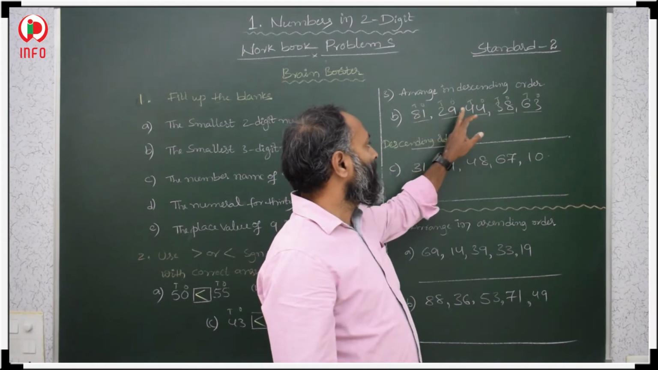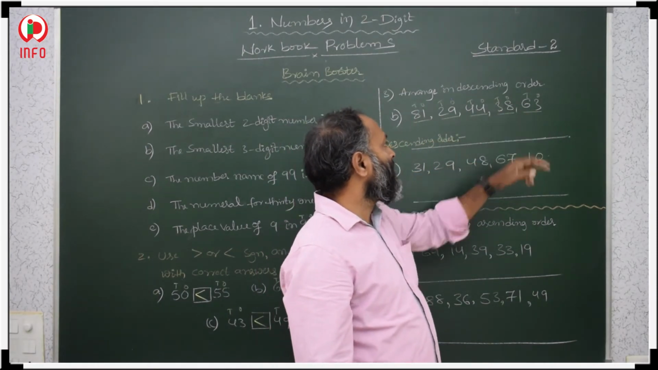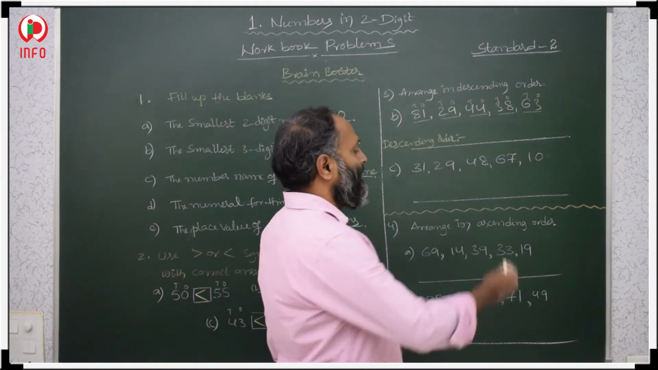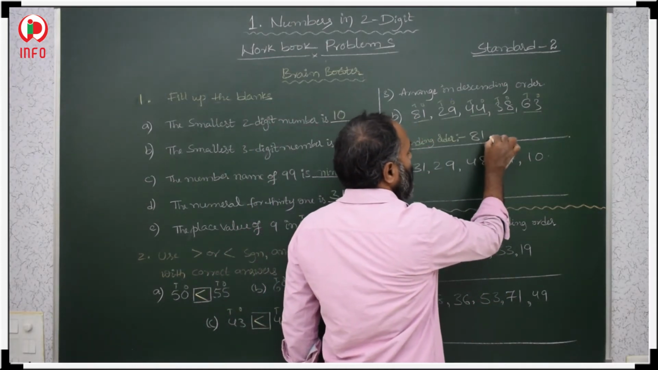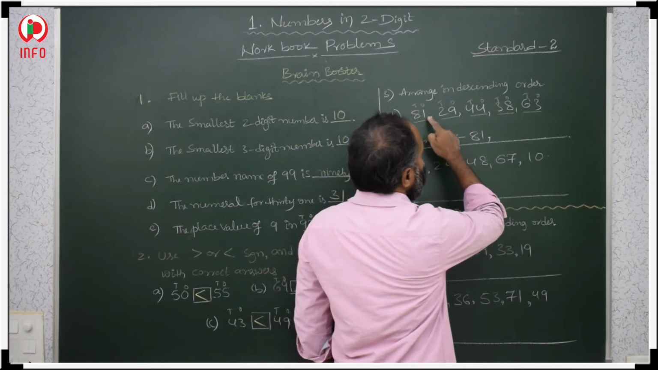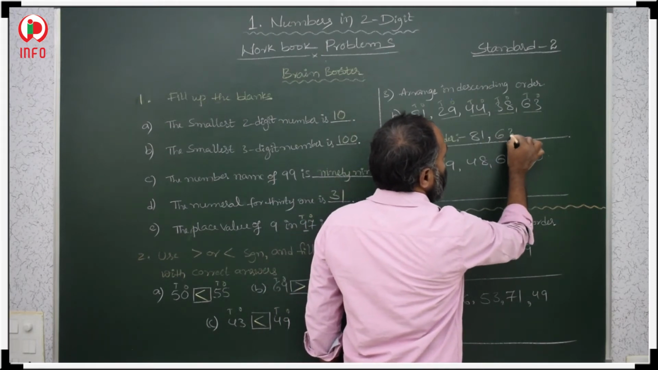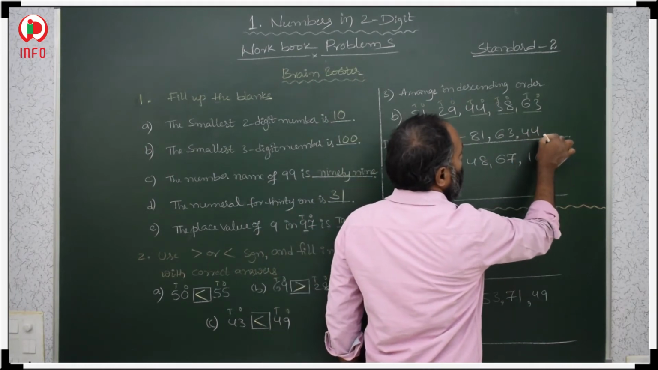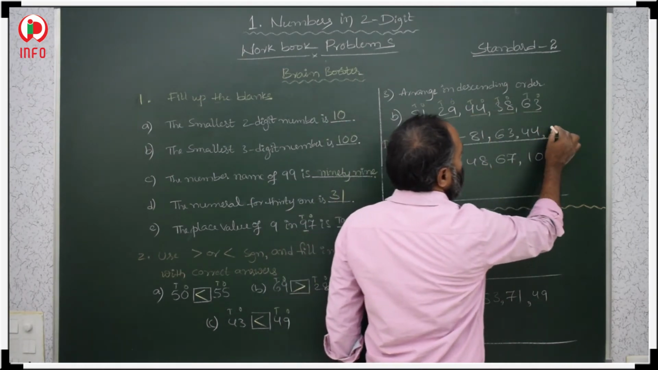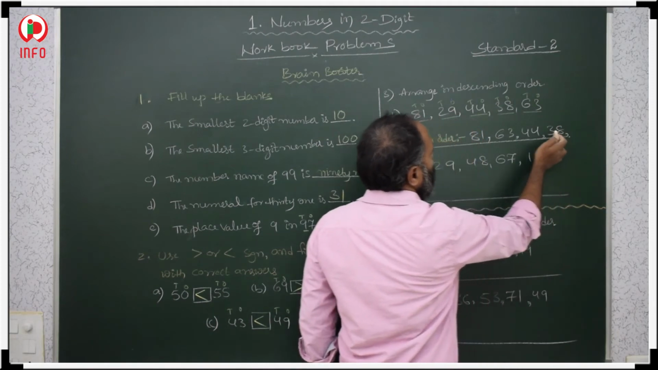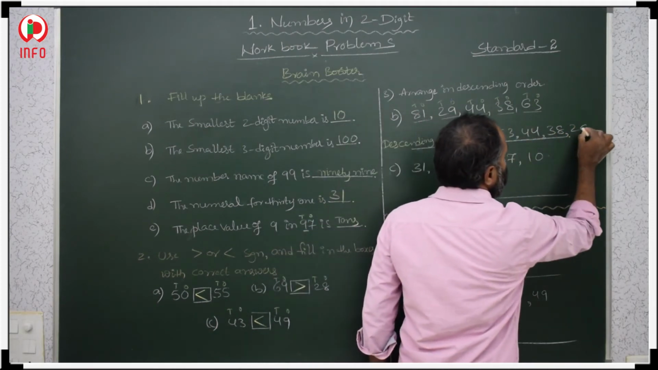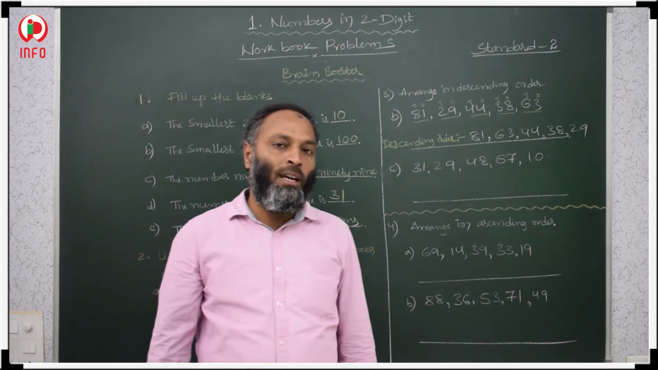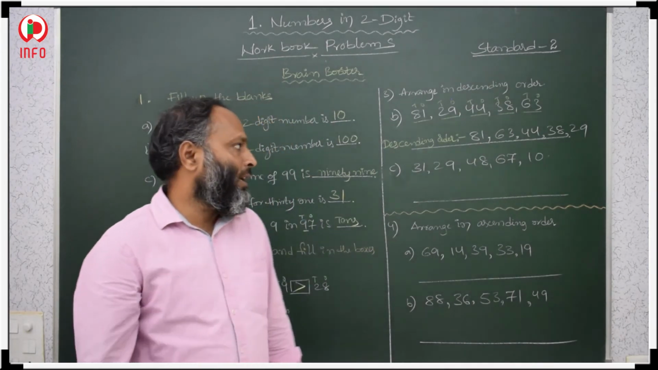8, 2, 4, 3, 6. 8 is the bigger one, so first we make the bigger one: 81. Then smaller than this is 6, 63. Smaller than 6 is 4, 44. Smaller than 4 is 3, 38. Smaller than 3 is 2, 29. So 81, 63, 44, 38, 29.